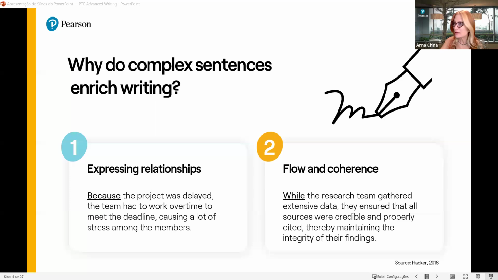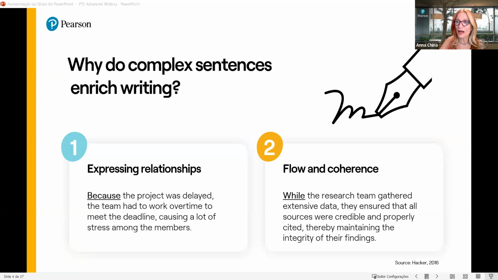So when we look at the sentence, number one, expressing relationships, what can we see here? We can see that because the project was delayed, the team had to work overtime to meet the deadline, causing a lot of stress among the members. Okay, so this sentence brings us the because. So because the project was delayed, this is a subordinate clause. So it expresses a reason, it clarifies a reason. So that's when it expresses the delay with the overtime and the deadline. So it connects all the elements in one sentence.